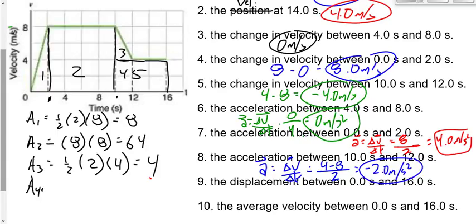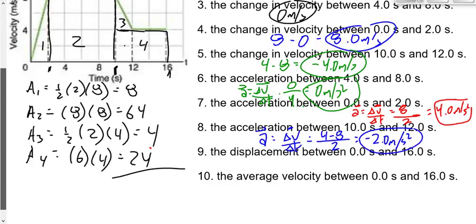And area 45 is equal to base times height. It goes from 10 to 16, so the base is 6. And the height goes from 0 to 4, so the height is 4. That gives me 24. By the way, you can, if you wish, just call this area 4, if you like that better. If you want to be boring about it, then call it area 4. If you want to live a little bit, call it area 45.